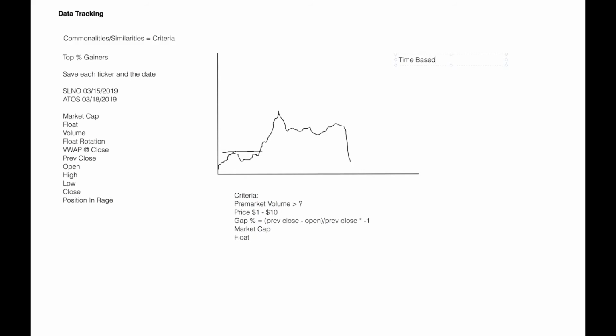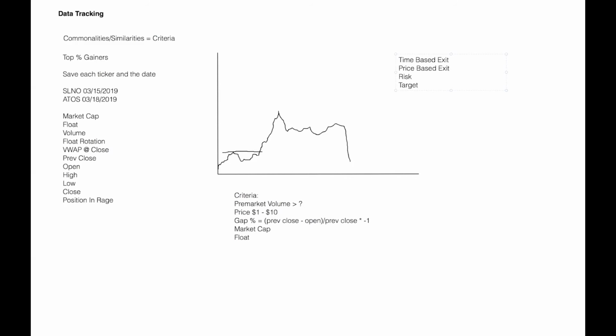Time-based exit, price-based exit, okay? You then use those to determine a risk and a target. Risk level is generally a price-based measurement, but targets can be time-based or price-based.